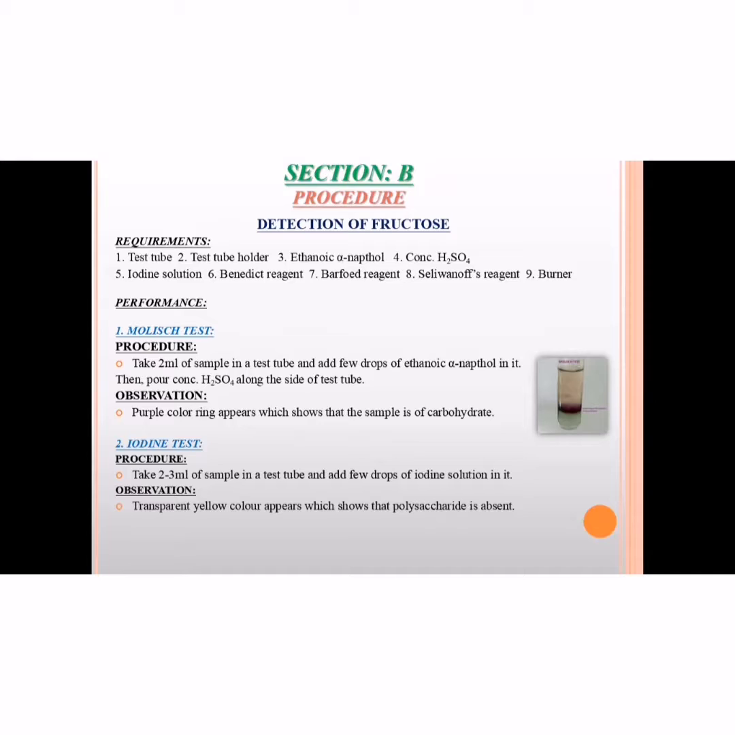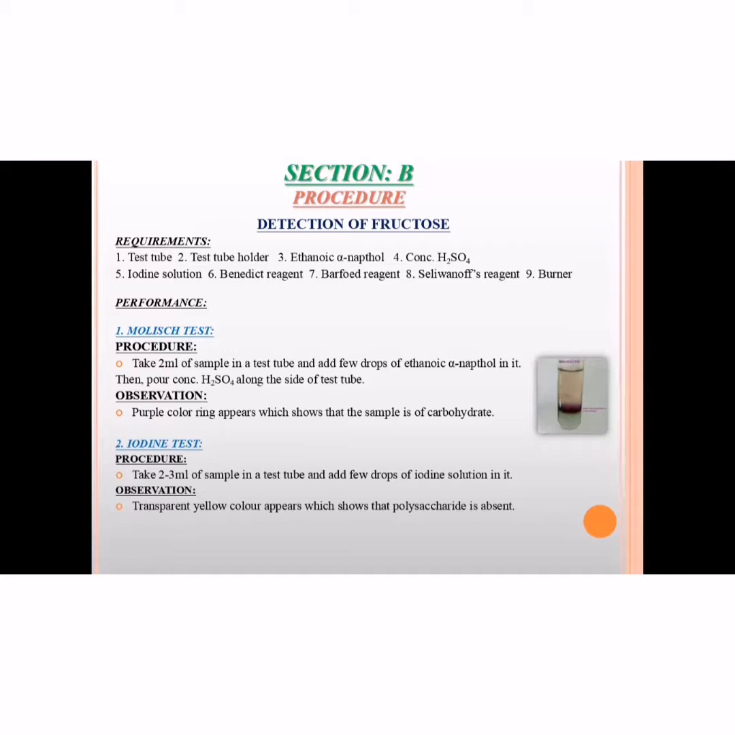In the Molisch test, we have to add 2 milliliter of carbohydrate sample in a test tube and add a few drops of ethanolic alpha naphthol in it. Then we will pour concentrated H2SO4 along the side of the test tube. After that, we will observe that a purple ring appears, which indicates that carbohydrate is present.